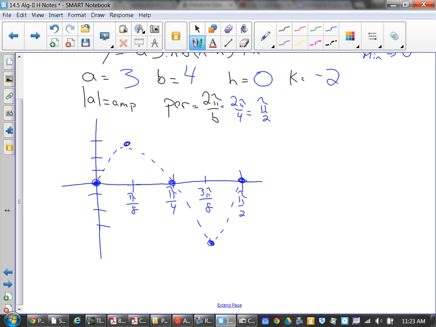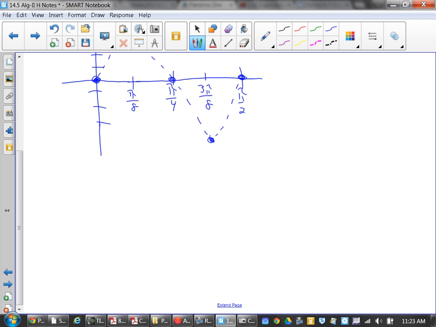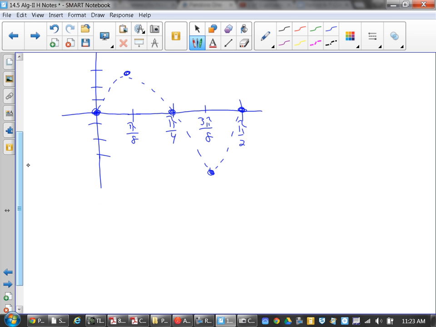Okay. Now, when we did that, we draw our parent, and then the next step would be to shift everything. So the shift here is just to move everything down 2 spots. So I move this down 2. And we get this curve. Are we okay with that? Yes. All right, so let's do this.